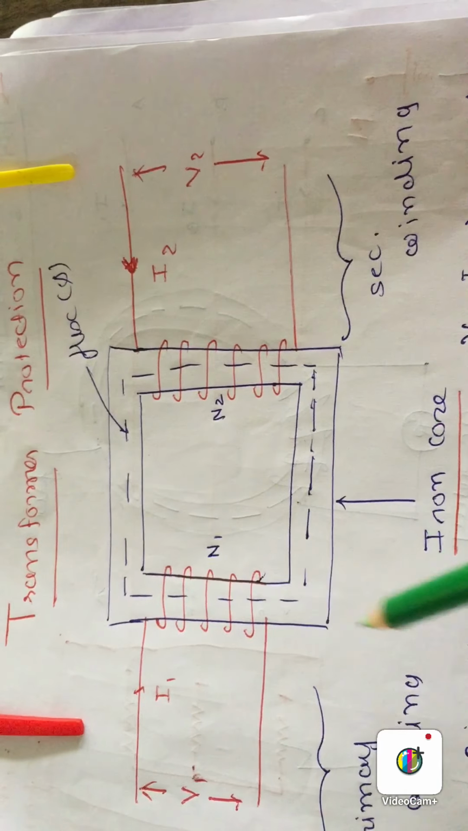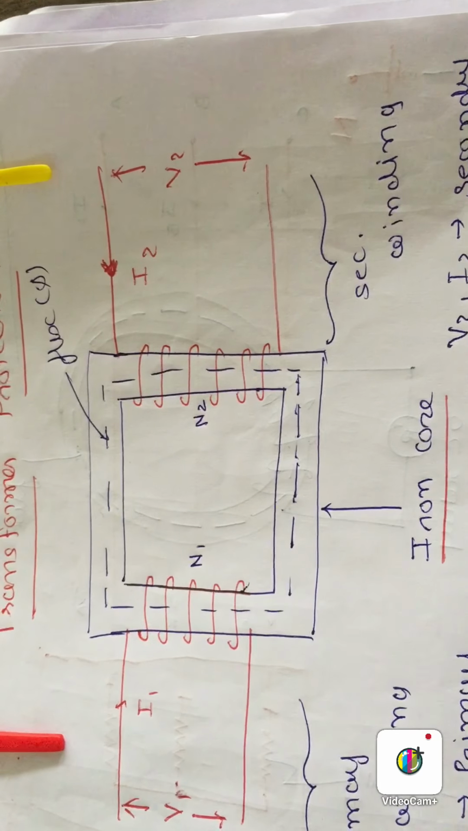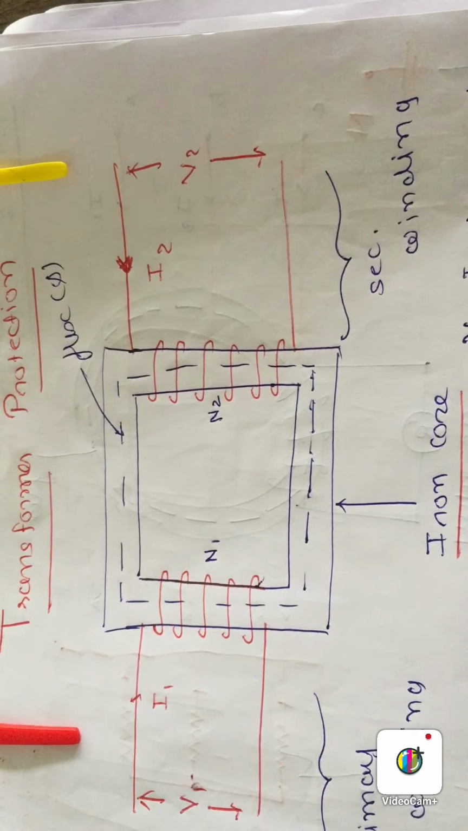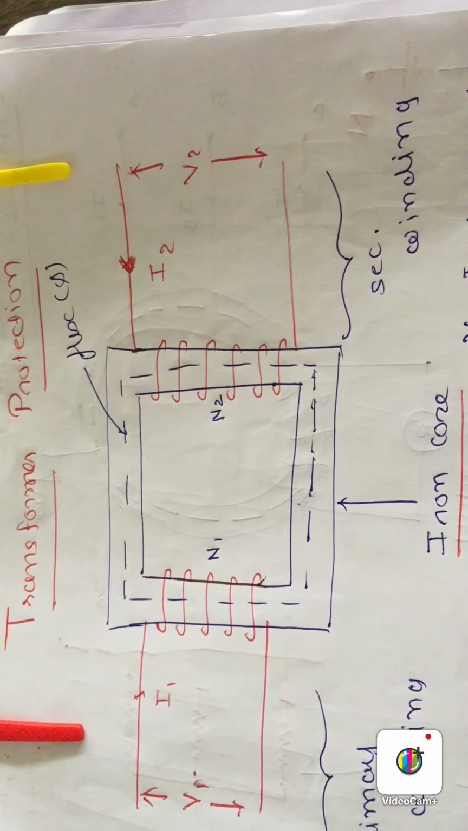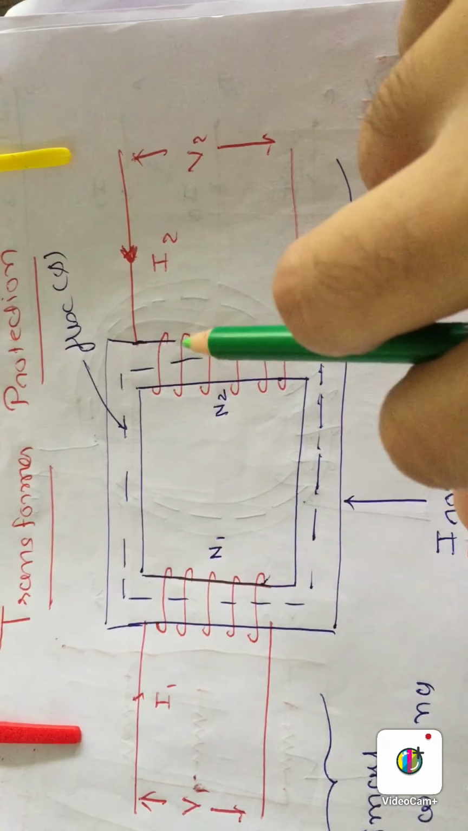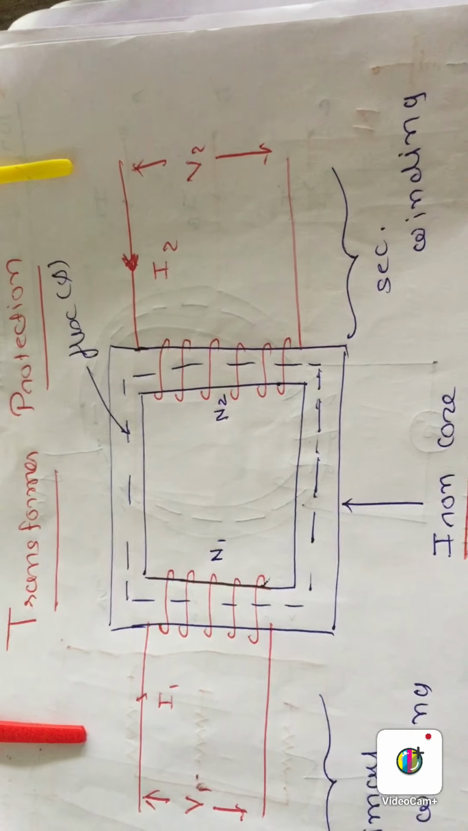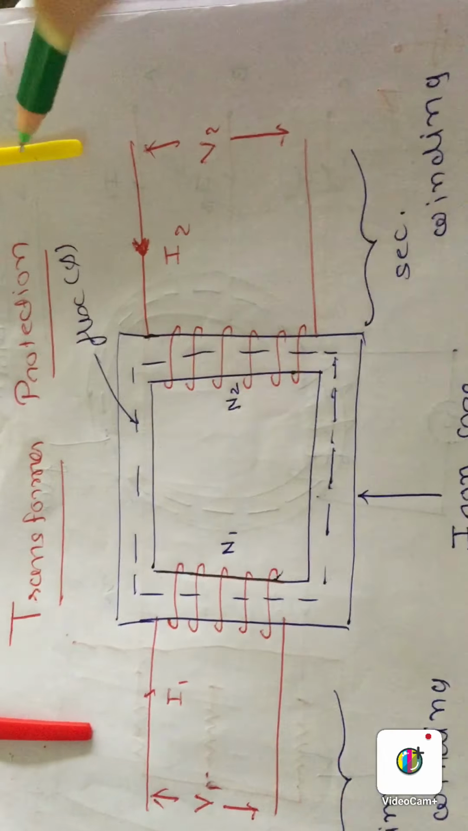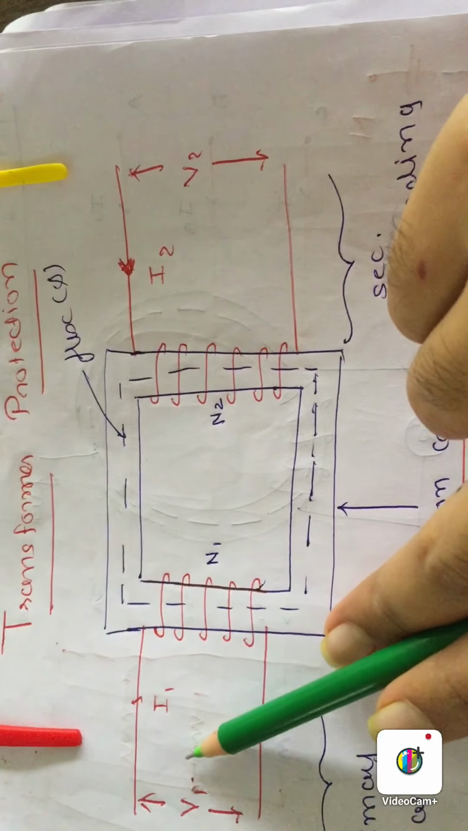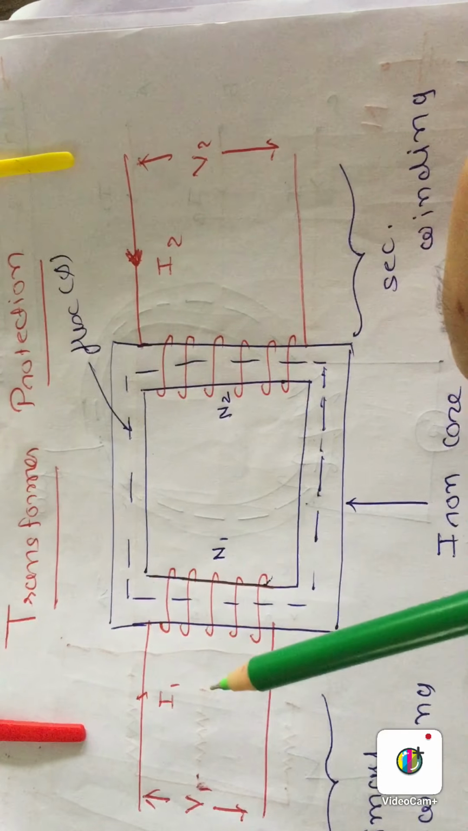Transformer is mainly used to provide step up voltage or step down voltage. In some applications we are also using it as an isolating device. Why isolating device? Because the primary side has no physical connection with the secondary side. According to its function, it is classified as step up or step down. If V2 is higher than V1, then it is known as step up transformer. If V2 is less than V1, then it is known as step down transformer.